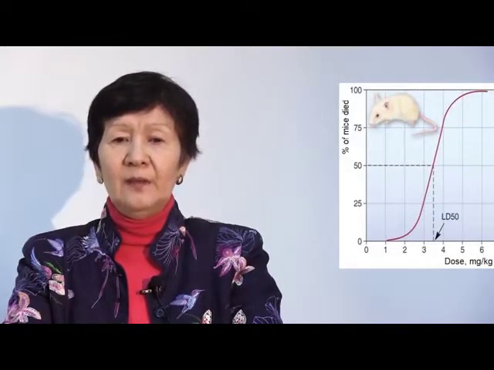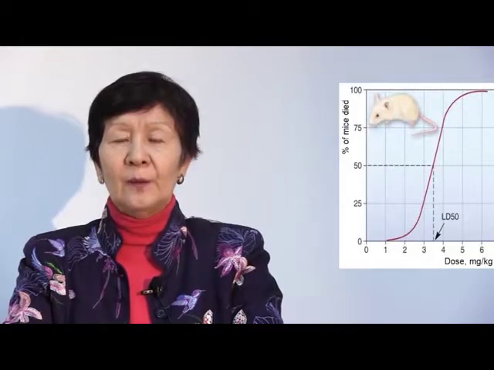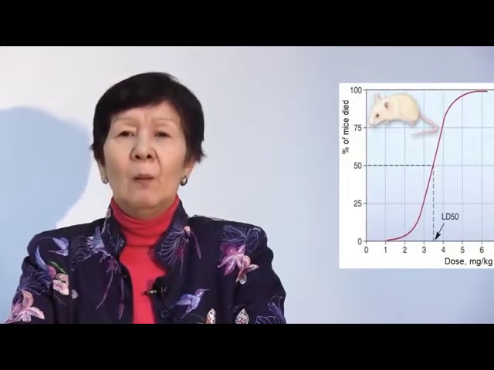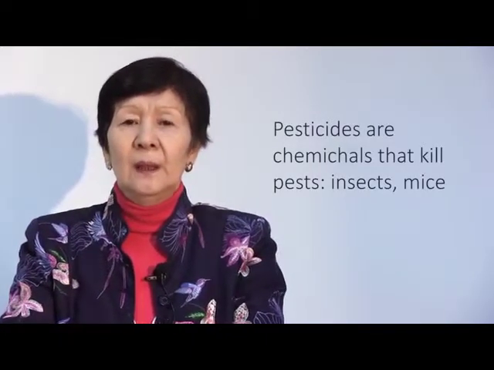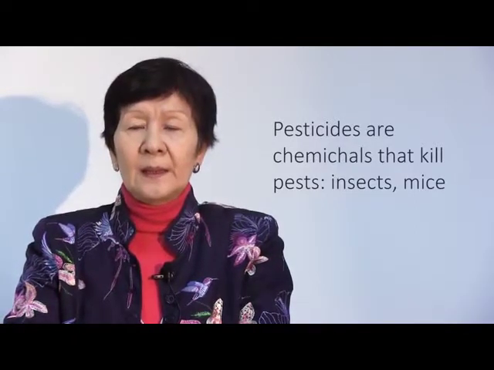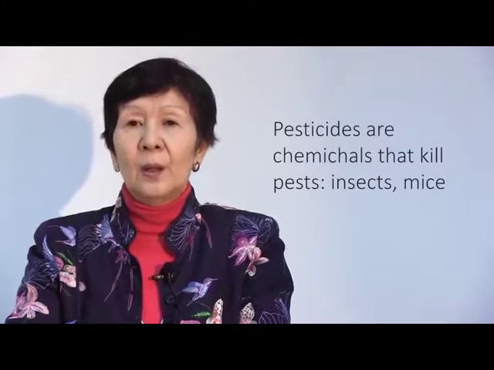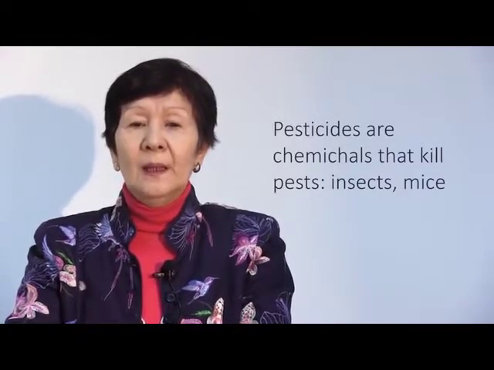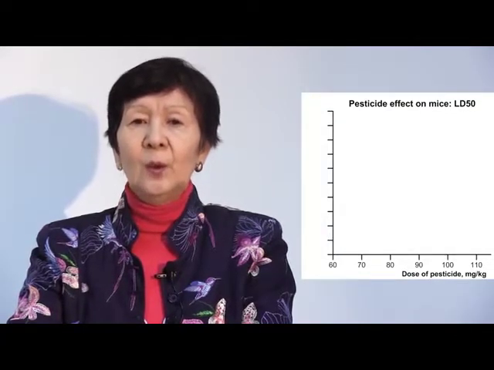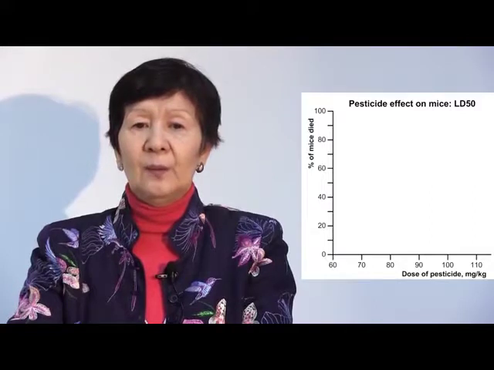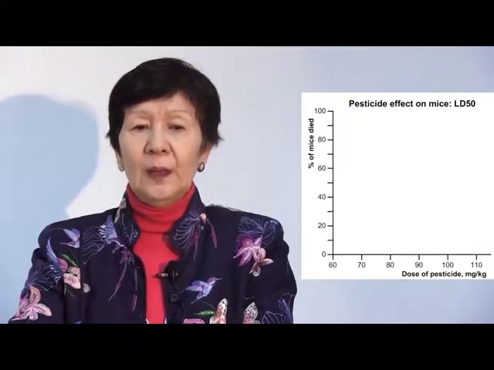One of the examples that can be given is the curve for pesticide on mice. Pesticides are used in agriculture to kill different insects or pests like mosquitoes, cockroaches, locusts. Now, in this particular case, pesticides are used against mice. On the x-axis, we see the increasing dose of chemicals. In this case, it's pesticides. On the y-axis, we register the percent of mice died. Now, the curve looks like this.